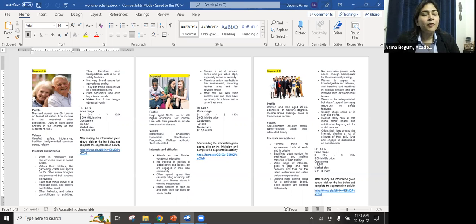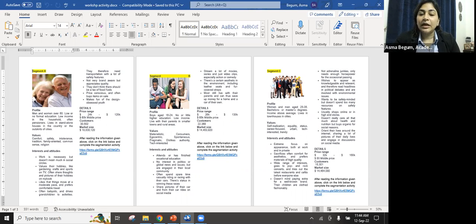But before doing that, segment A, can you tell me which segment are you looking at? Very good, elderly people, very good, clap for them. Whereas segment B, you are looking into, very good, teenagers. And segment C, you have been looking at working people. Now you all 3 have different segments.